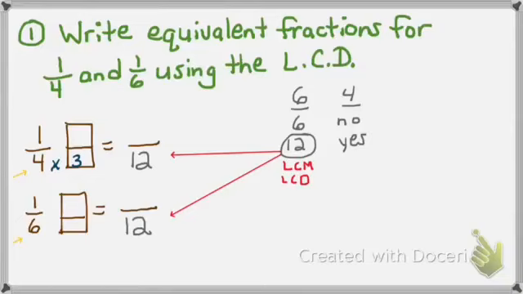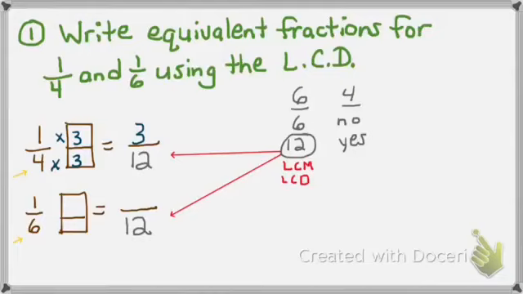Okay. So remember, with a window box, whatever I do on the top, I have to do on the bottom, or vice versa. Whatever I do on the bottom, I have to do on the top. So if I said times 3 on the bottom, I have to say times 3 on the top. It's the only way that it makes my window box equivalent to 1. So now I go ahead and solve. What's 1 times 3? 3. So 1/4 has turned into 3/12.